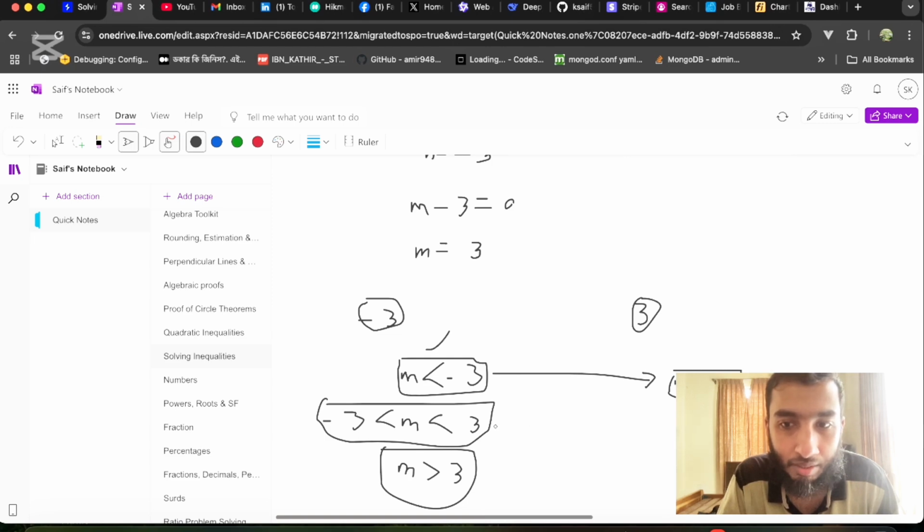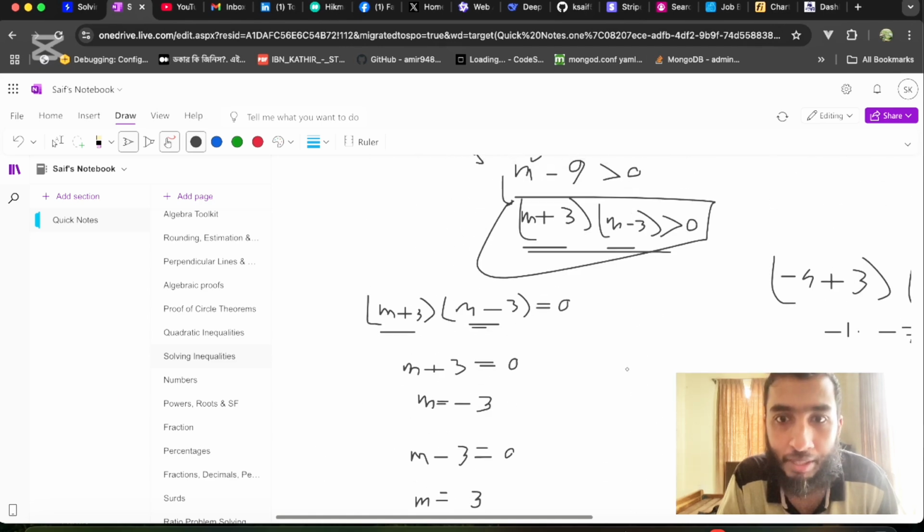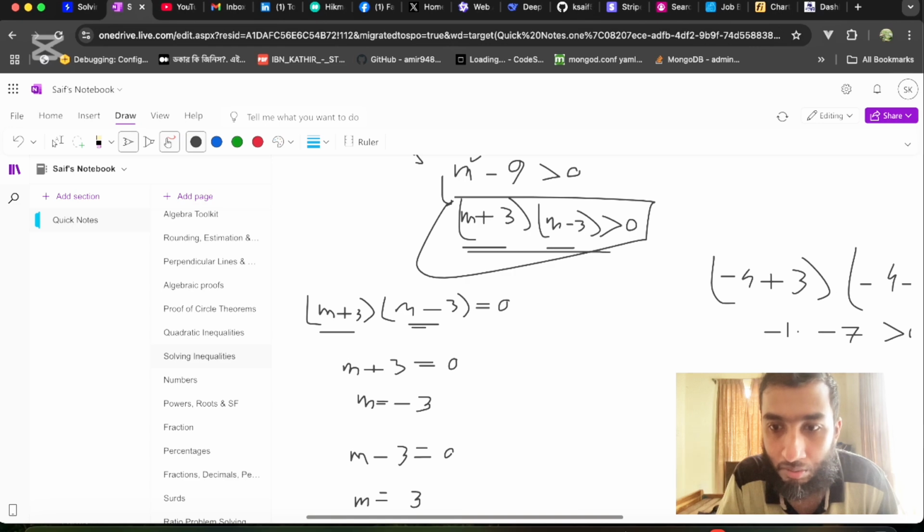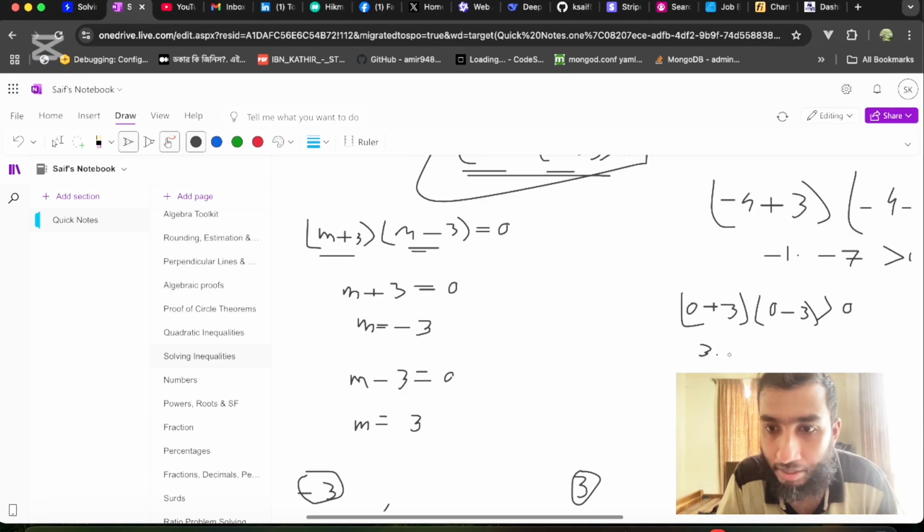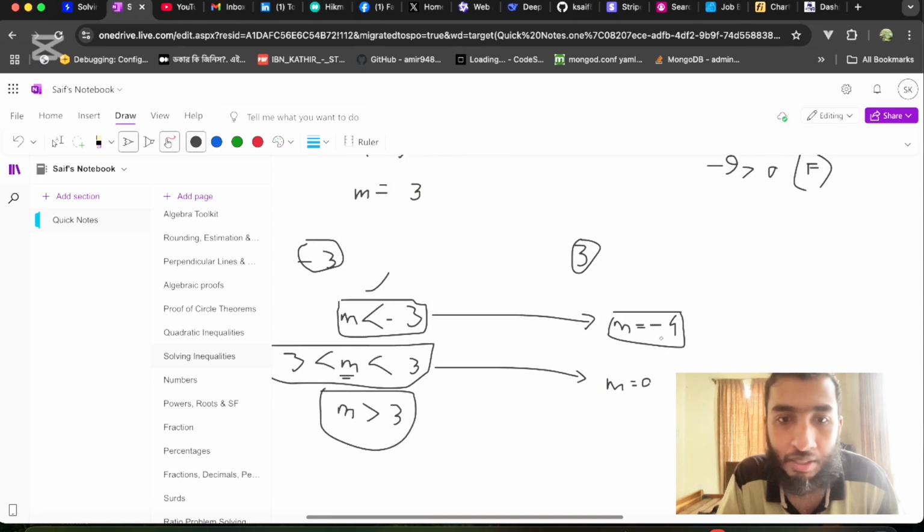Now I try the case where m's value is between minus 3 and 3. Let's say m is 0. If I apply 0 here, I get 0 plus 3 multiplied by 0 minus 3 is greater than 0. So 3 multiplied by minus 3, or minus 9, is greater than 0. This is false because minus 9 is less than 0. So this condition is false.